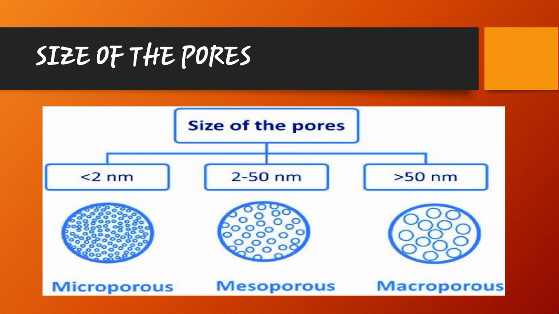Here is showing the sizes of the pores. So first, microporous materials is the size of less than 2 nanometer, and mesoporous materials size is between 2 to 50 nanometer, and macroporous materials size is greater than 50 nanometer.